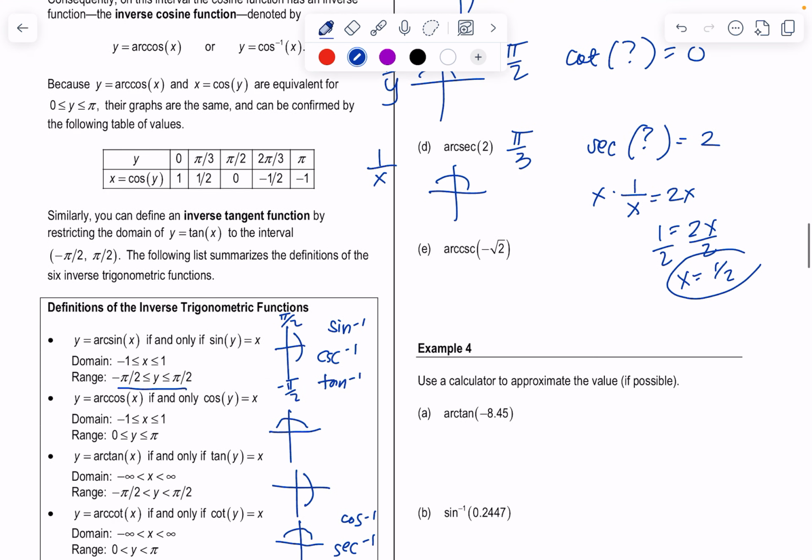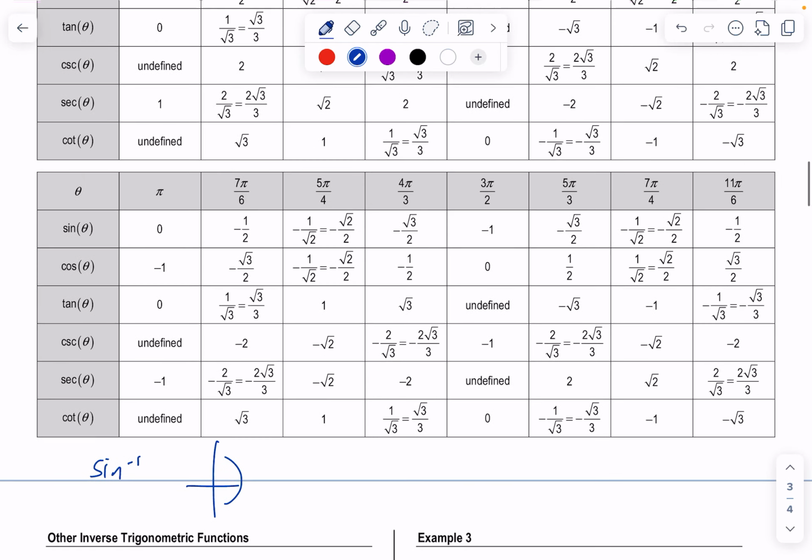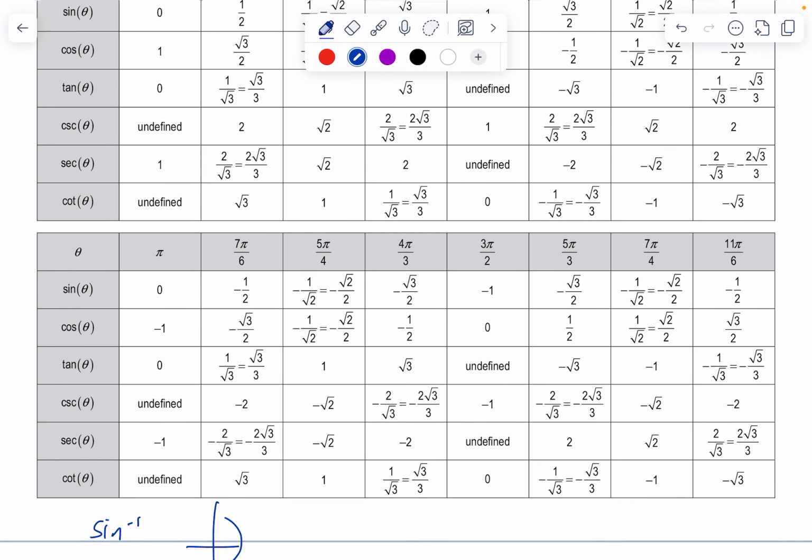Okay, for cosecant, we're looking at this section. Cosecant is like the sine function. So we're looking at negative square root of 2. So I'm looking at cosecant right over here. This section doesn't have negatives; they're all positive values over here. So the negative square root of 2 is at 5 pi over 4.